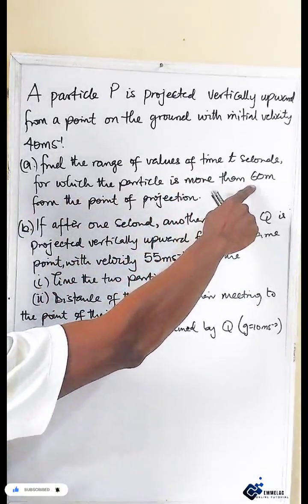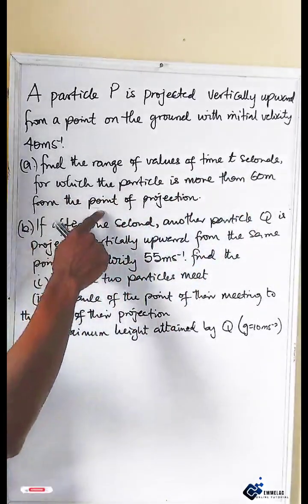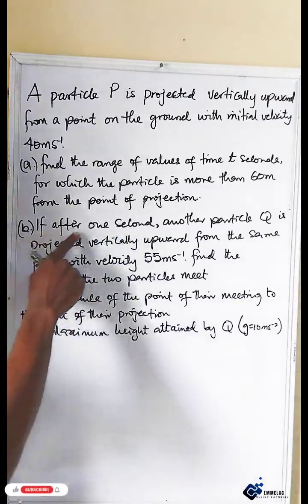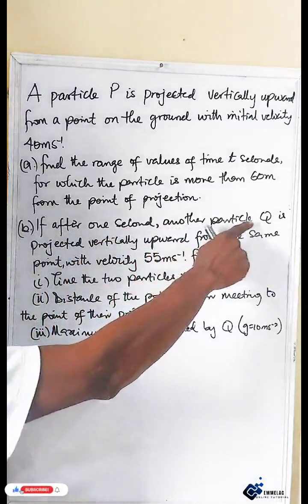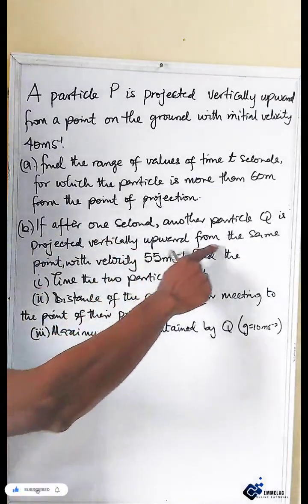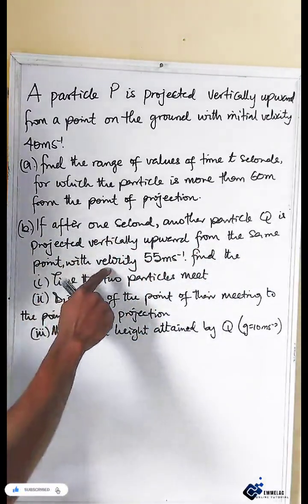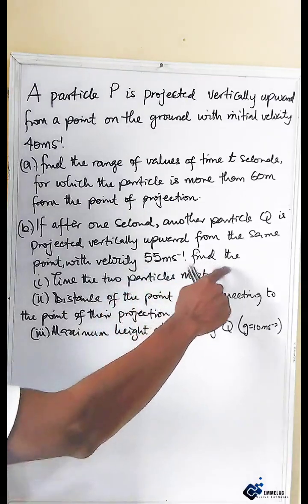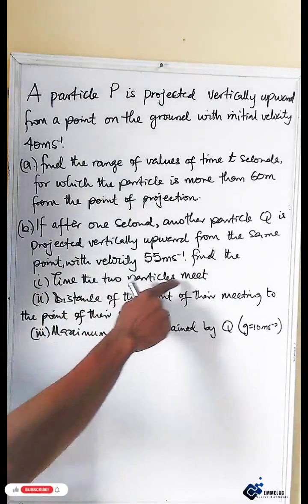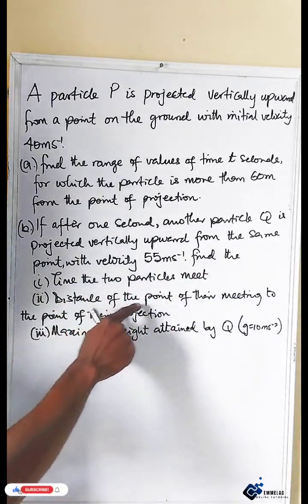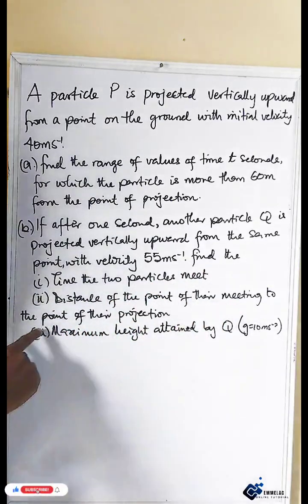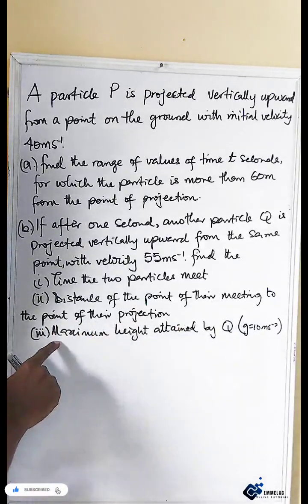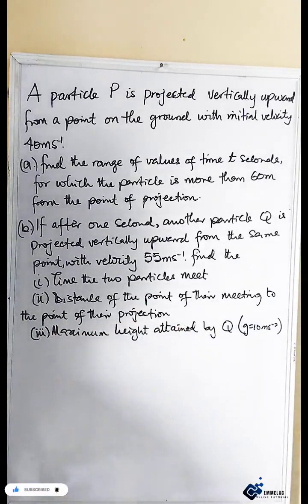than 60 meters from the point of projection. And B, if after 1 second another particle Q is projected vertically upward from the same point with velocity 55 meters per second, find the time the two particles meet, the distance of the point of their meeting to the point of their projection, and the maximum height attained by Q. We are given that the acceleration due to gravity is 10 meters per second squared.